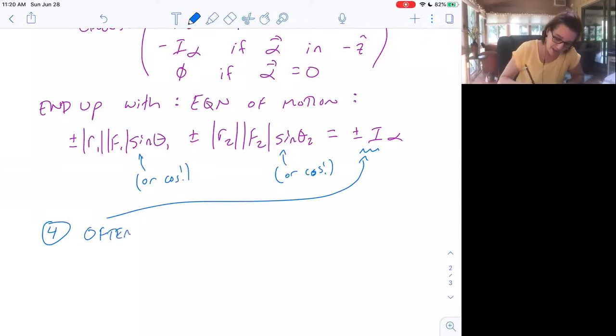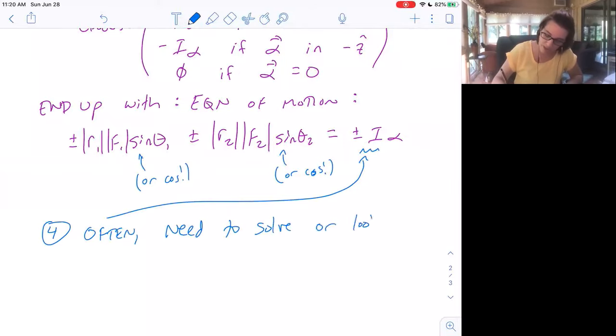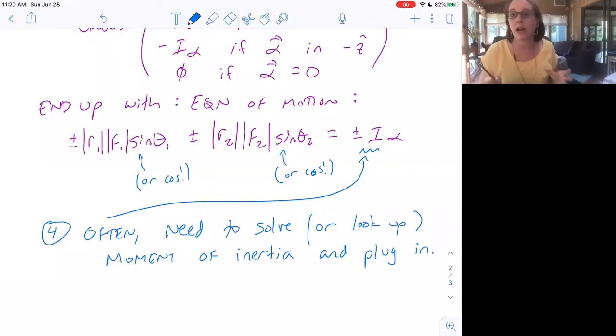So often you need to solve or look up, if it's on the chart for like a pulley or an object that you know, the moment of inertia, and plug that in for I. So that's the additional step where you're going to want to solve for that moment of inertia. Okay, so that then results in your equation of motion. It'll allow you to solve for your angular acceleration.